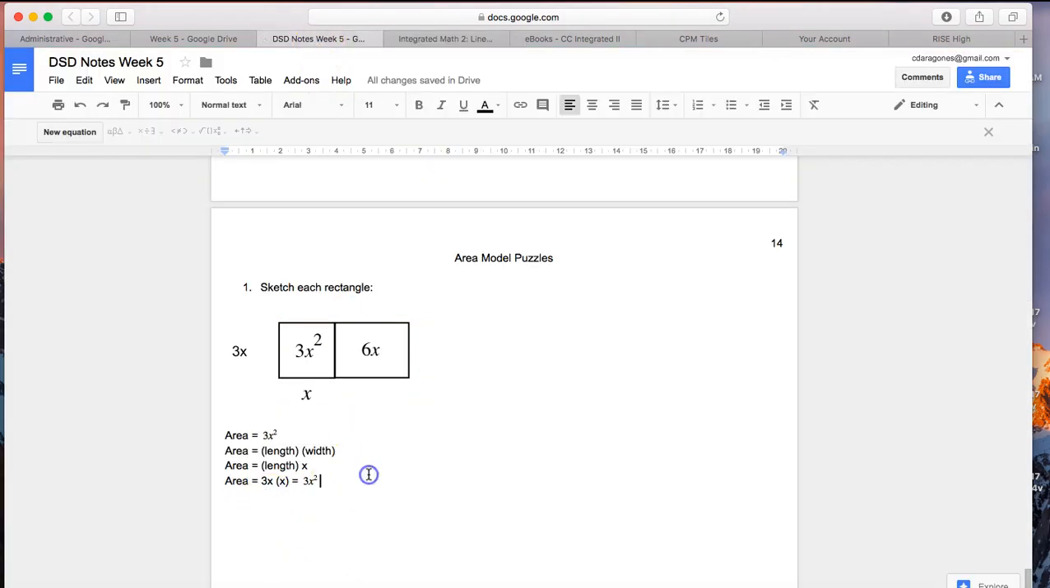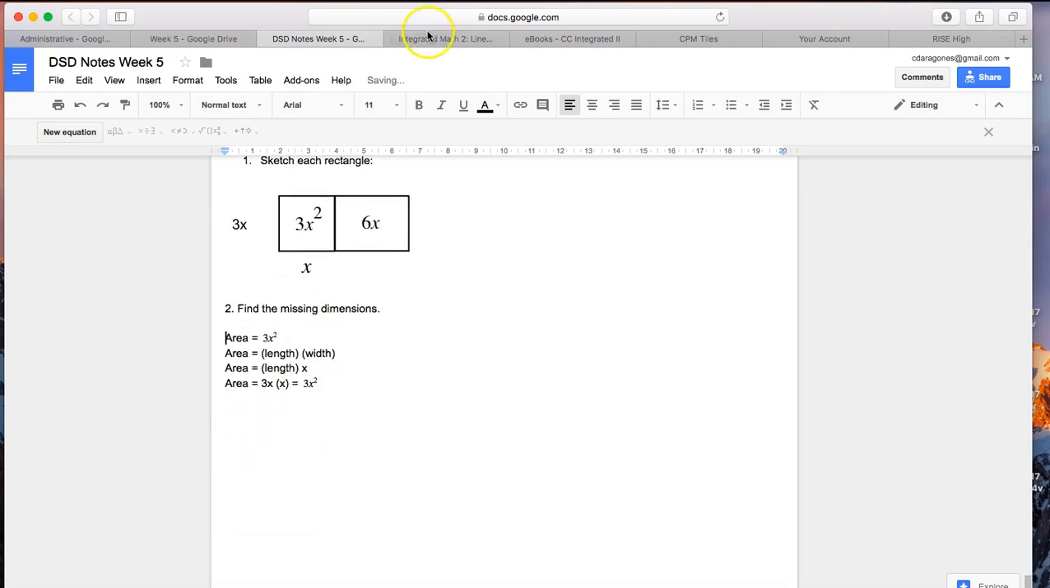Sketch it, find the missing dimensions, and then you're going to go ahead and write down the area as a sum and the area as a product. And you're going to show that the two areas are equivalent, right? They're describing the area of the same shape, so they better be equal at the end of it all. After you write all your work down, you're actually going to record a video of yourself explaining how the two areas are equivalent.